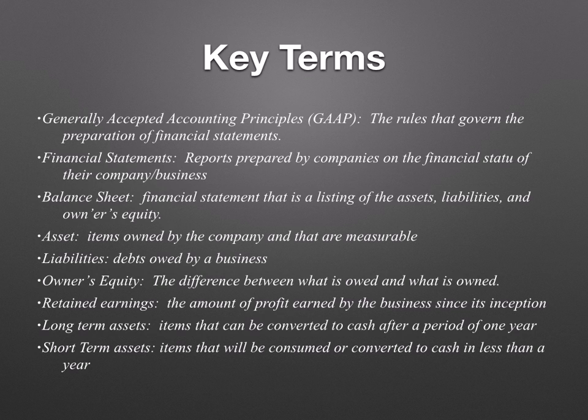Some key terms from business accounting include the generally accepted accounting principles, which are the rules that govern the preparation of financial statements. An asset is an item owned by the company and it is measurable. Short-term assets include cash, accounts receivable, inventory, prepaid insurance, and are consumed or converted to cash in less than a year. Long-term assets include buildings, vehicles, and land, and are items that can be converted to cash after a period of 1 year.